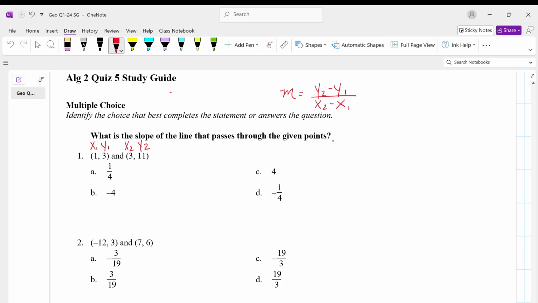And then just substitute into the slope formula. So we would have 11 minus 3 over 3 minus 1, which gives us 8 over 2. 8 over 2 is equal to 4. Answer choice C. Part of the study guide is multiple choice. The other part is short answer.